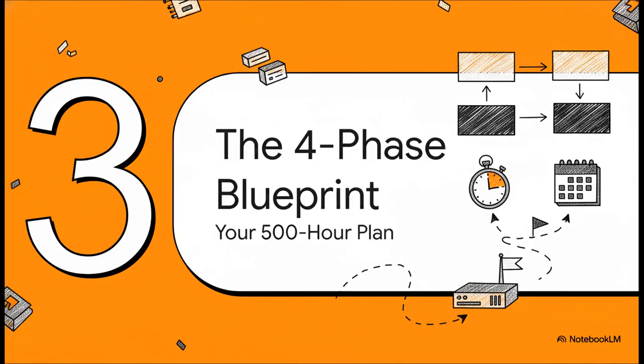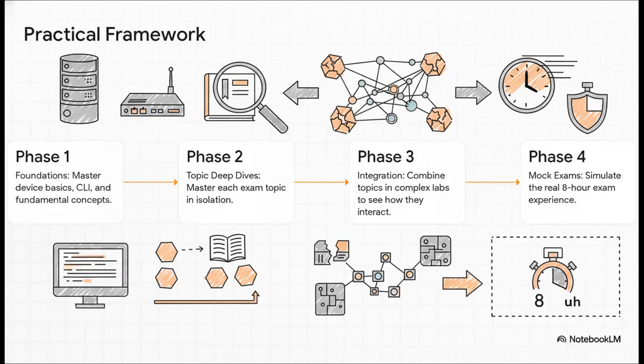All right, so theory is great, but how do you actually put this into action? Let's make this real. We're going to give you a practical, 4-phase blueprint that you can use to structure your entire 500-hour journey. Here's your framework. It's simple, but it's powerful. You start at phase 1, mastering the absolute basics. Then in phase 2, you go deep on every single topic on the blueprint one by one. Phase 3 is where it gets fun and chaotic. You start mixing everything together in huge labs to see how it all interacts, and more importantly, how it breaks. And finally, phase 4 is pure exam simulation. You have to go through these in order, no shortcuts.